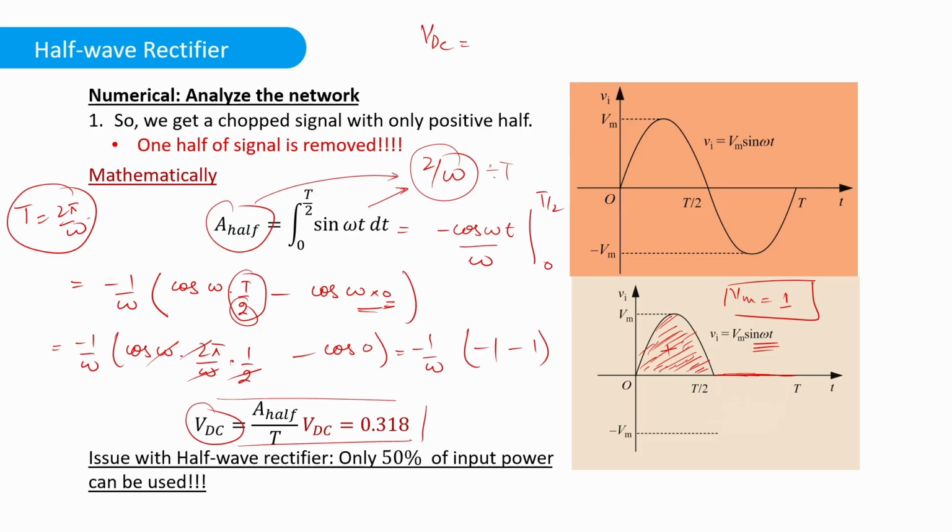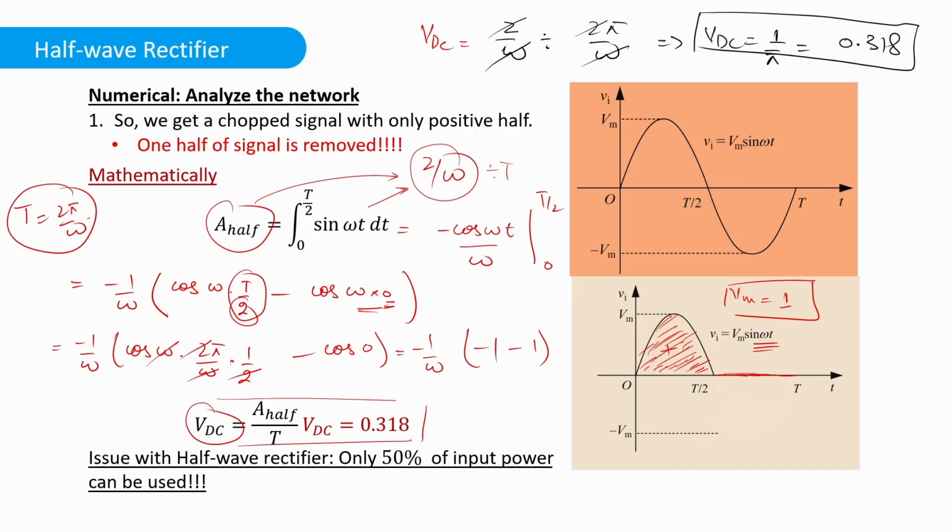So VDC becomes a half, and a half is actually 2 by omega divided by T. T is 2 pi by omega. So we can cancel out this omega with this omega because it's in division, and this 2 with this 2. So VDC becomes 1 by pi, which is equal to 0.318. Okay, so this is the same value as over here. So we got the DC voltage of 0.318 for the half-wave rectifier.